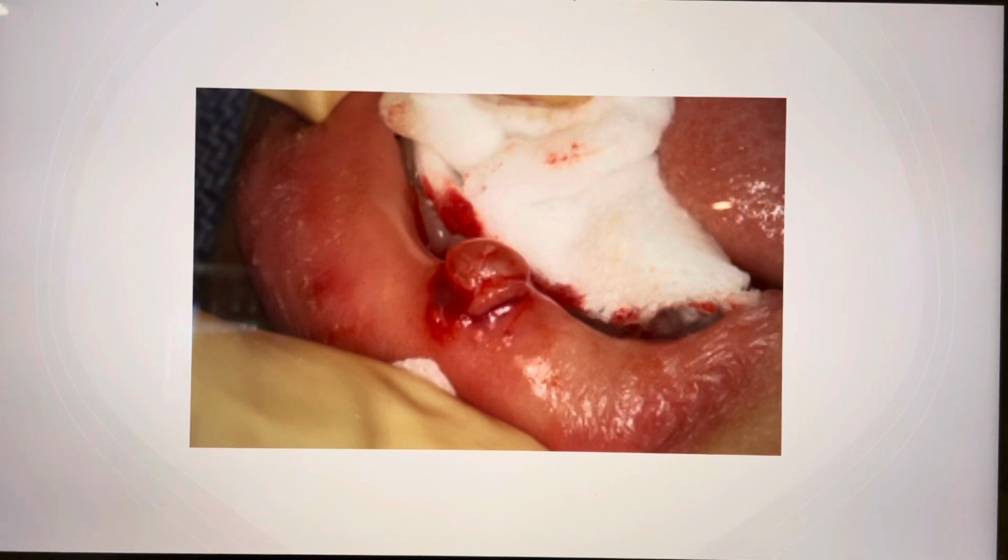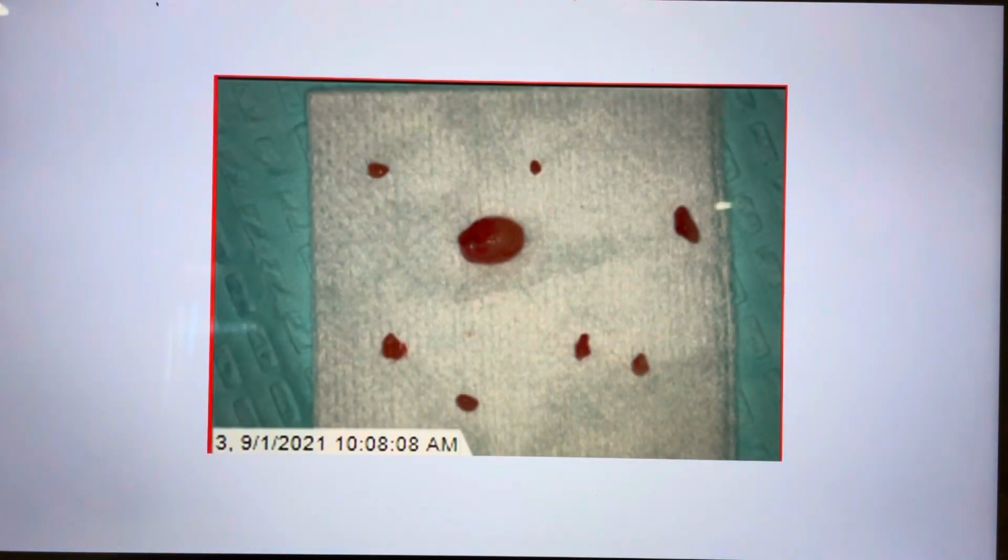So for example, in this case, you can see after removal of the mucocele, these are the associated minor glands. And sometimes these minor glands are attached to the mucocele and the whole thing comes out as one piece.